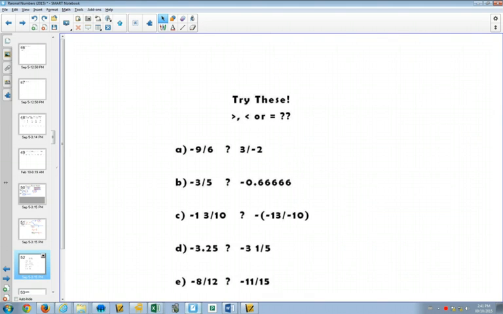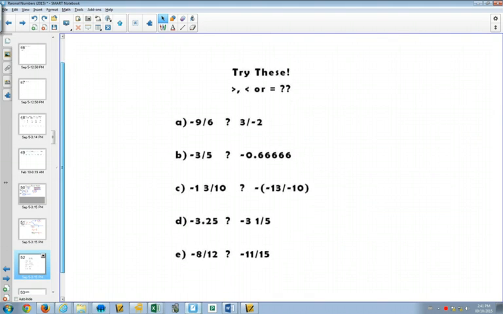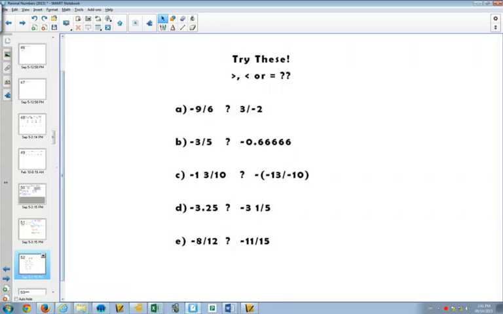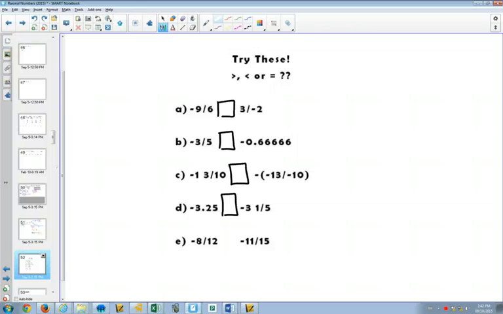So I'd like you to try these, okay? Wherever there's the question mark, we'll put a box in there instead, and I want you to, in each of these boxes, either put a greater than sign, a less than sign, or an equal sign.